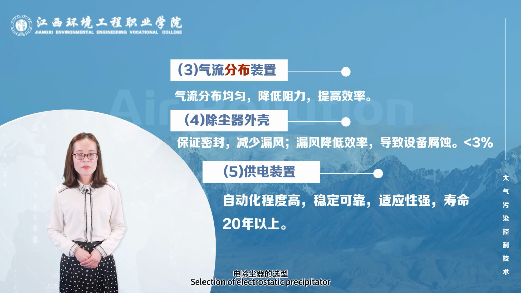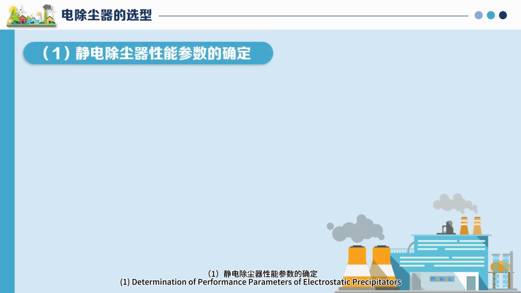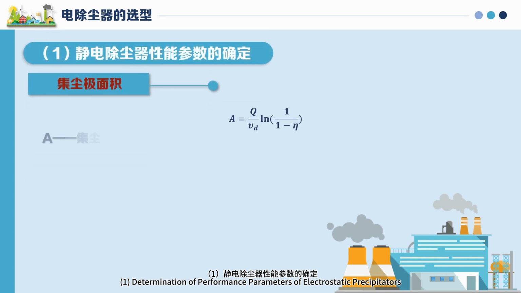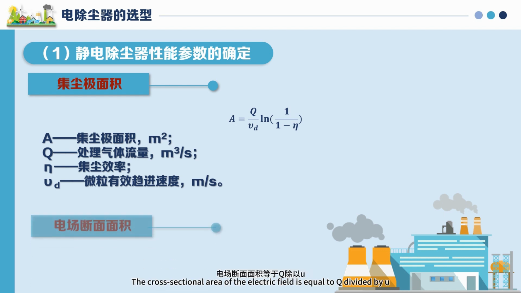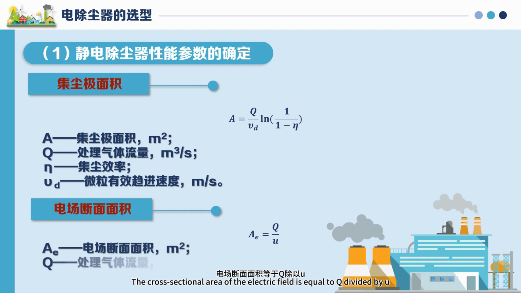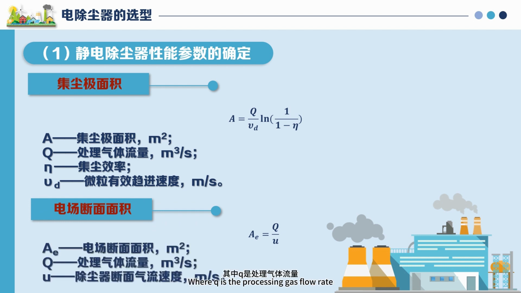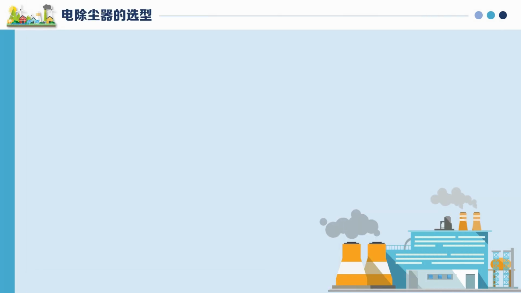Selection of electrostatic precipitator. 1. Determination of performance parameters of electrostatic precipitators. Area of the dust collector: this formula can be used for calculation. The area of the dust collector is related to the flow rate of the treated gas, the dust collection efficiency, and the effective driving speed of particles. The cross-sectional area of the electric field is equal to Q divided by U, where Q is the processing gas flow rate and U is the cross-sectional airflow velocity of the dust collector.